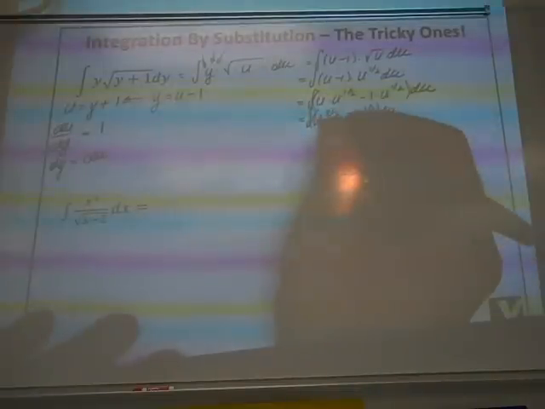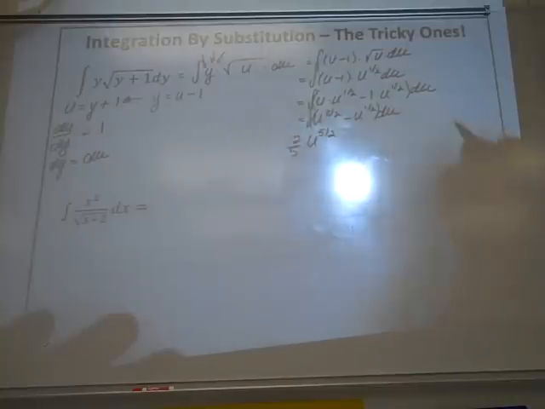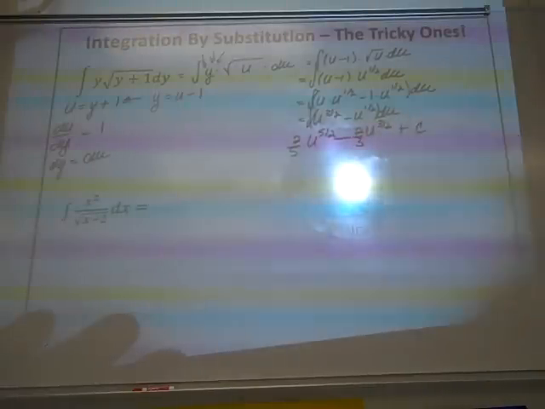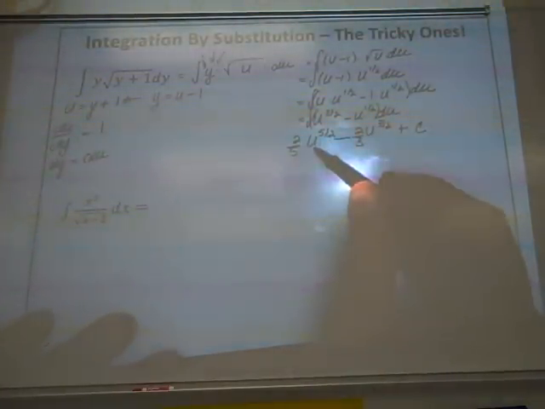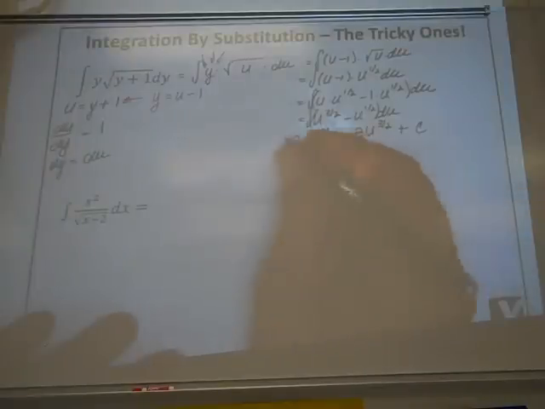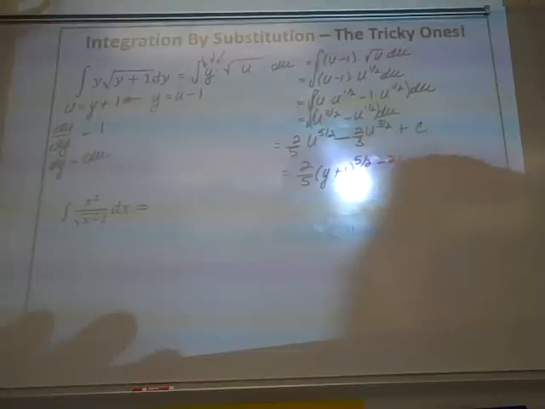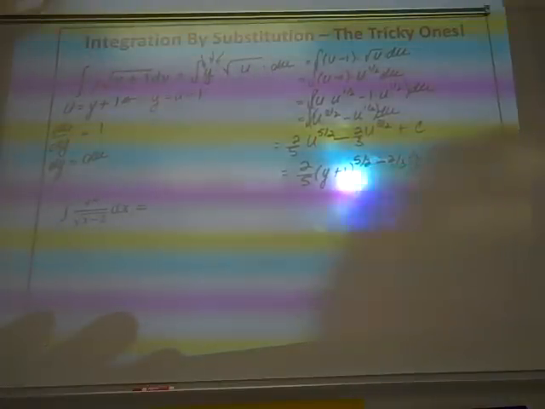Okay. The antiderivative of u to the 3/2, we are going to add 1 to the power. So u to the 5/2 times 2/5 minus antiderivative of u to the 1/2 is u to the 3/2 times 2/3 plus C. Don't stop yet. You're not done. The original integrand was in terms of y. Your final answer cannot be in terms of u. So our final answer will be 2/5 (y plus 1) to the 5/2 power minus 2/3 (y plus 1) to the 3/2 power plus C.